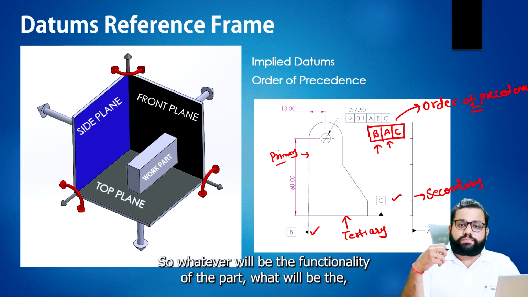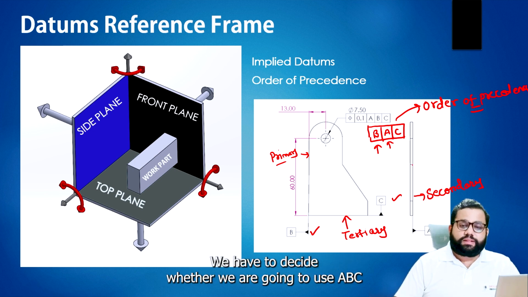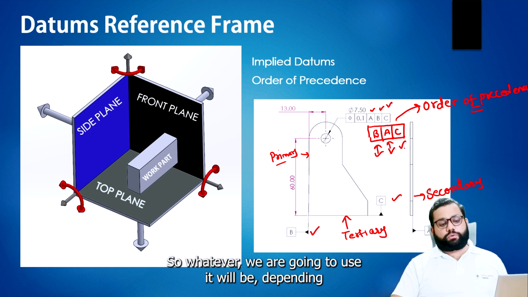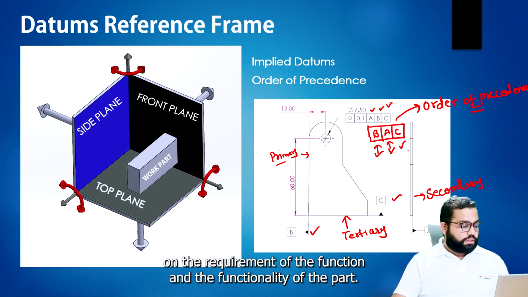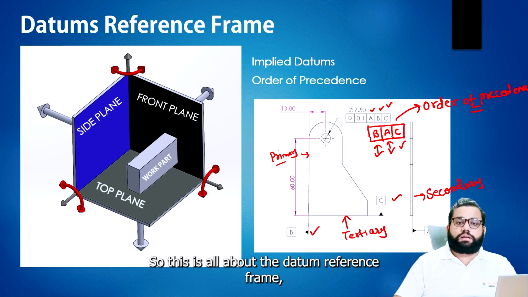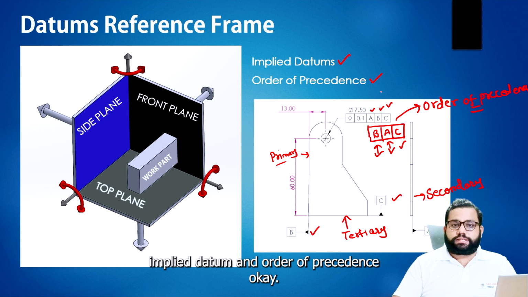Okay, so whatever the functionality of the part and the assembly requirements of the part are, we have to decide whether we are going to use ABC or BCA, BAC or ACB. Whatever we use will depend on the functional requirement of the part. Okay, so this is all about the datum reference frame, implied datum, and order of precedence.